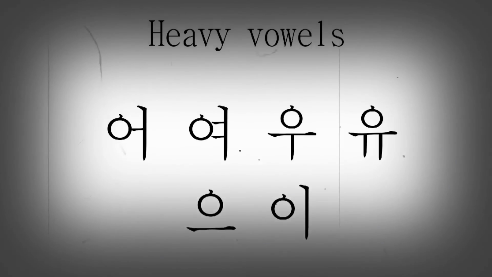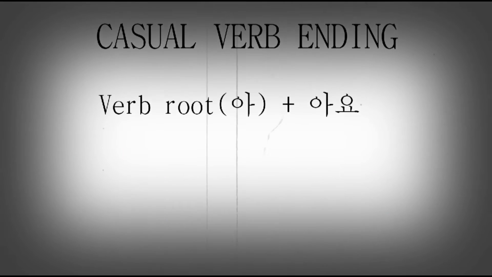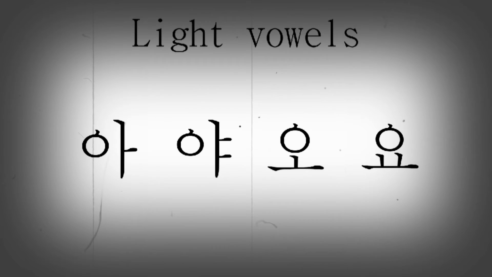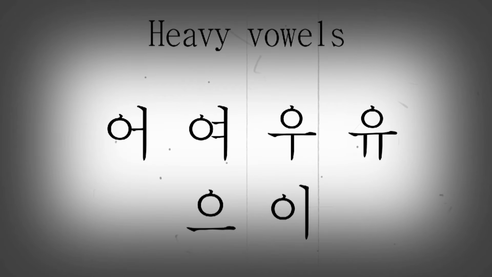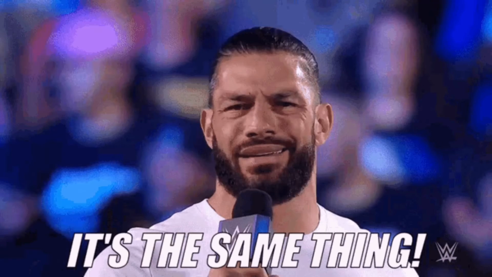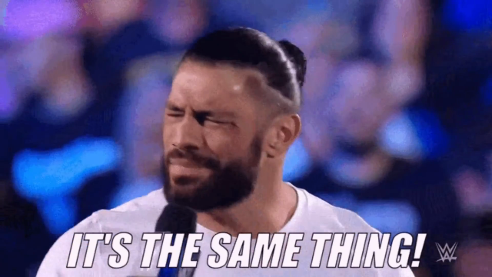If you could recall, in earlier lessons we divided the vowels into two categories, light vowels and heavy vowels. Light vowels are a, ya, o, yo, and heavy vowels are o, yo, u, u, e. We also learned that while using verbs, we check the verb root and, depending on whether it ends on a light vowel or heavy vowel, we attach a or o respectively. The same concept is followed while making the past tense.